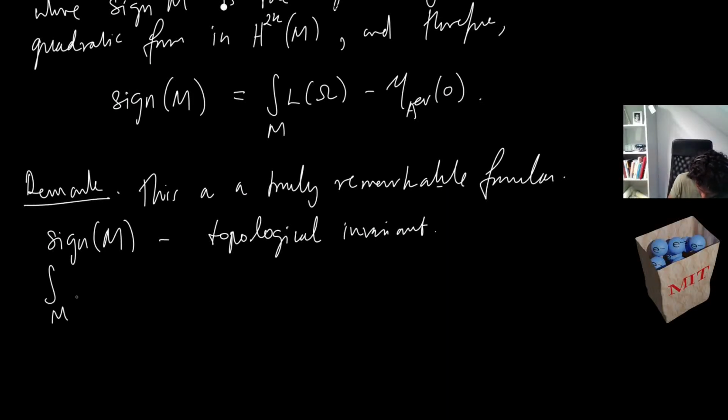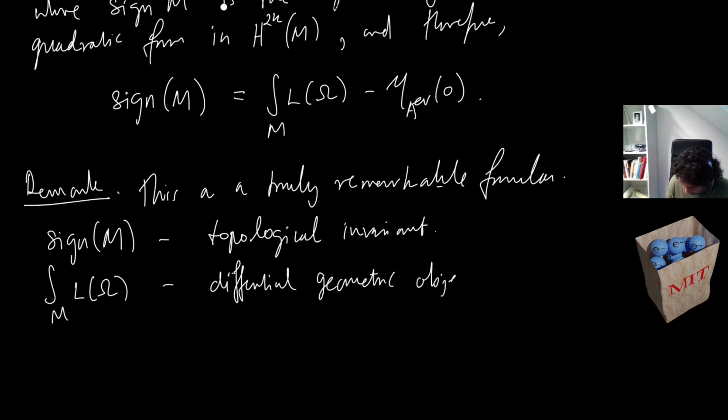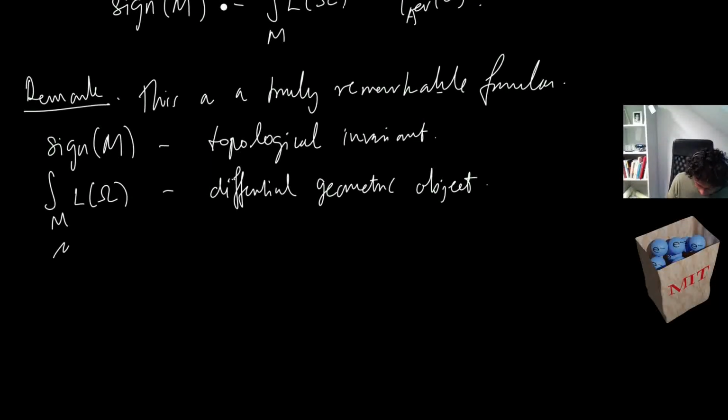The object L of omega now, this is a differential geometric object, right? It's an integration of something constructed out of the curvature of omega. Lastly, A even at 0. So this is actually a spectral invariant.